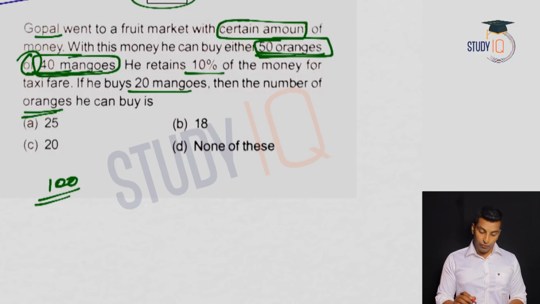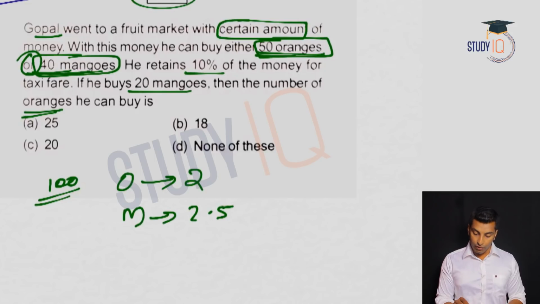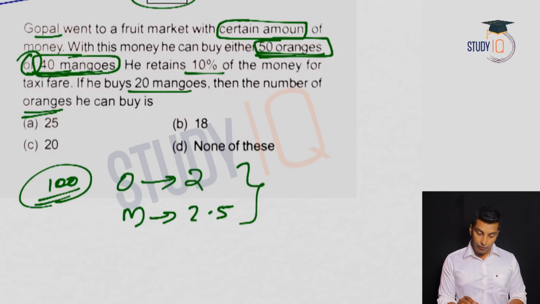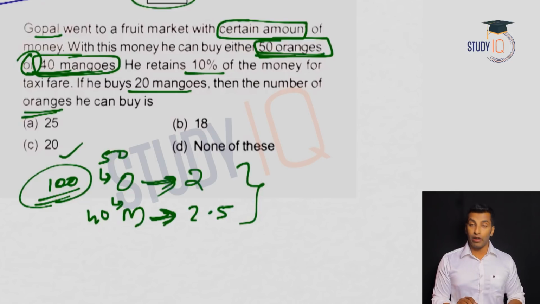If he is having 100 rupees, from this you can understand that he can buy 50 oranges or 40 mangoes. So 50 oranges means, what is the rate of the orange? Orange will be 2 rupees and mangoes will be 2.5 rupees. That's what we can understand. If it was 100, then 2 rupees is the price of an orange and 2.5 rupees is the price of a mango.